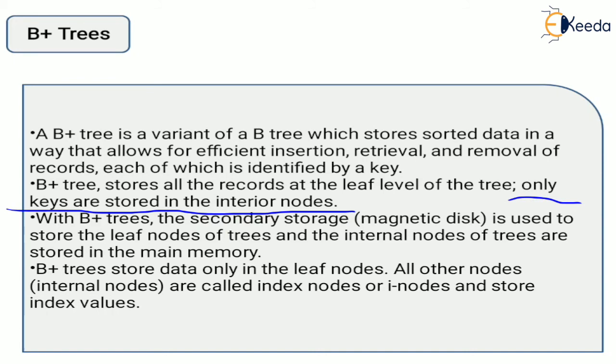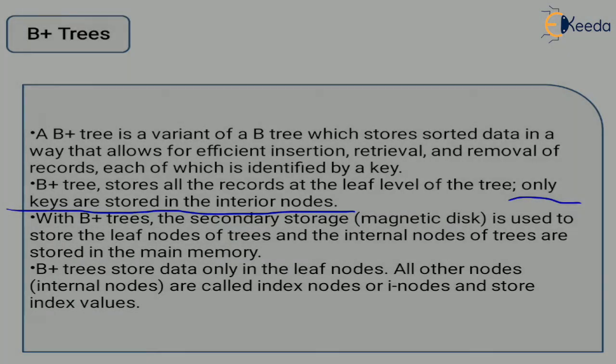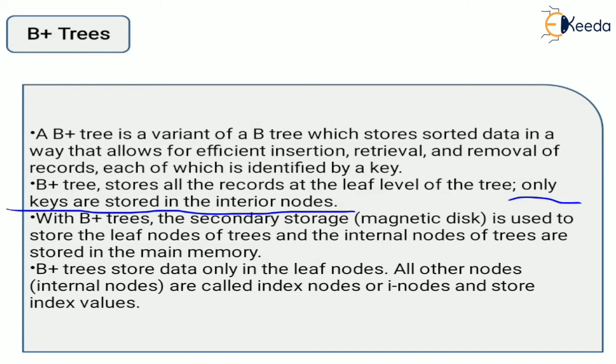So we insert the elements which are lesser than the root node at the left hand side, and greater than the root node at the right hand side. These are the two parts we create while inserting and deleting data from the B plus tree and B tree. B plus trees store the data only in the leaf nodes. All the other nodes, that is internal nodes, are called index nodes, or I nodes, which store index values.